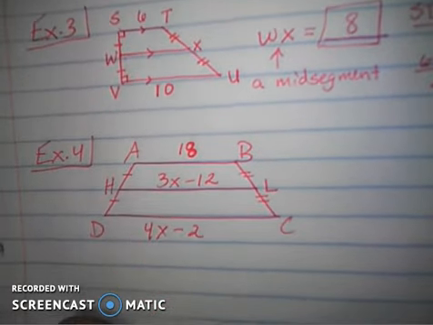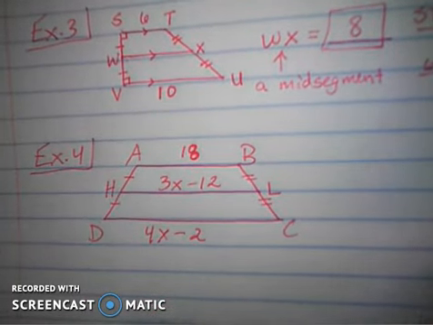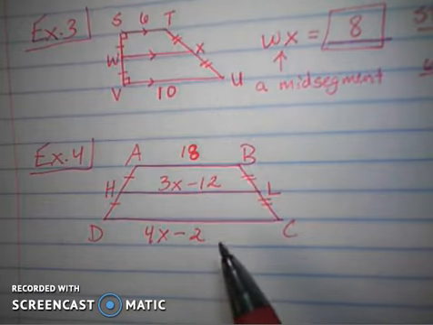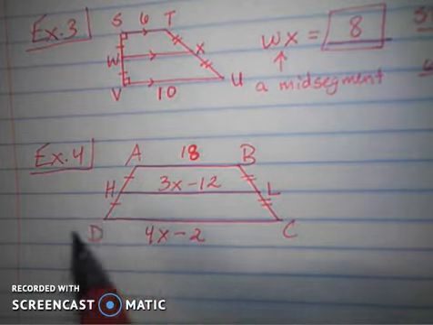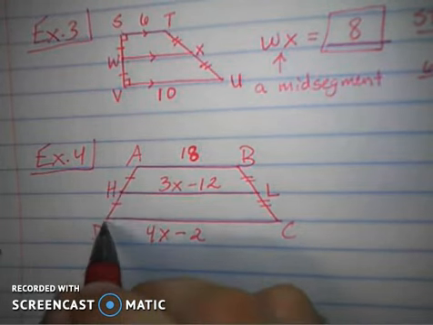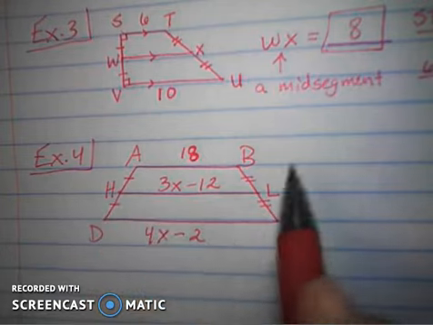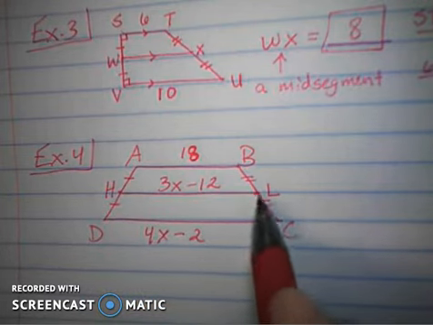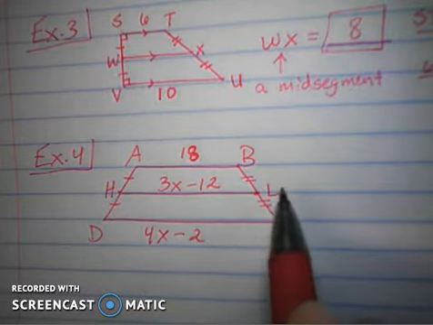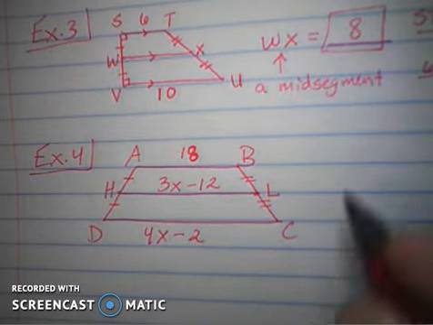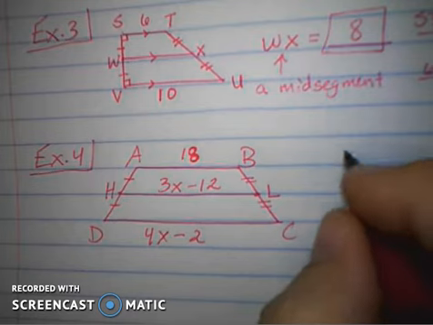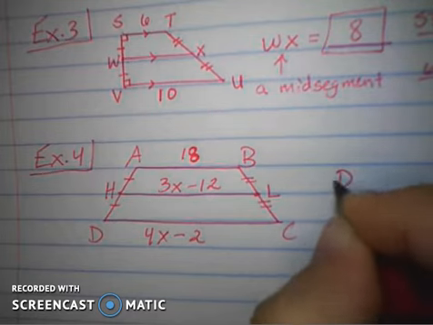All right, and that leads us to example 4, a very similar problem. Again, pause the video to copy this down if you need to. We are given another trapezoid, ABCD, and again we're marking H as the midpoint of AD with the congruent parts here, and L is the midpoint of BC with the congruent parts here and here. So that makes HL a midsegment again. And so I want you to find the length of CD.